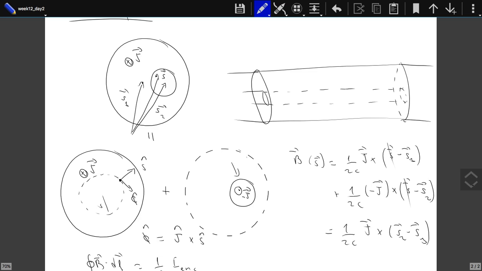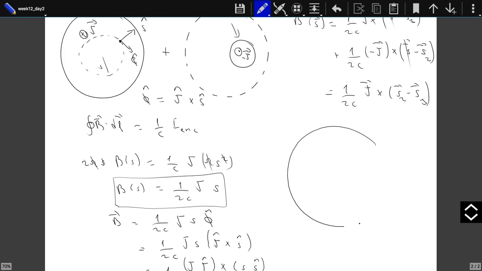So now let me replot it. This is my wire, here is my cavity. J is going into the screen. S2 minus S1 is just this vector, and J cross S2 minus S1 is in this direction. These are my magnetic field lines, magnetic induction lines. It's uniform, so their separation, their density, is also uniform.